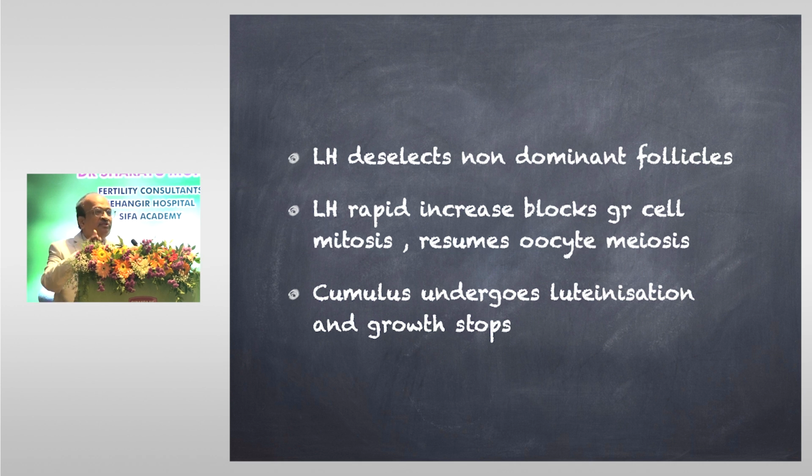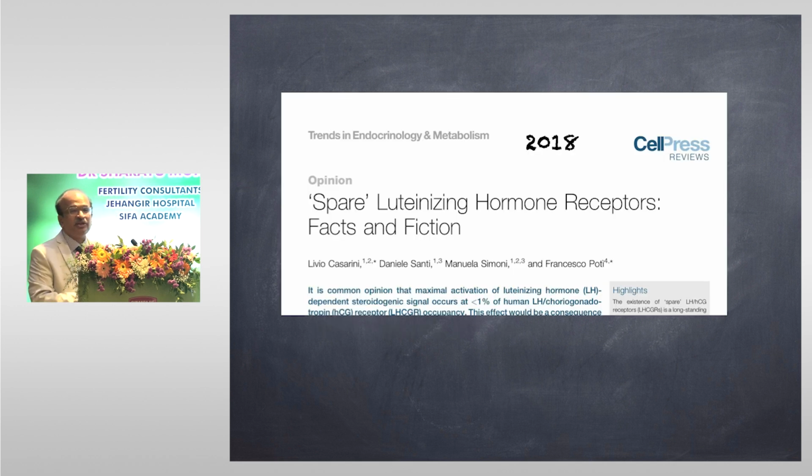What is follicular phase? Proliferative mitotic on the granulosa cell. So high LH will block that mitosis and will mature the follicle because the meiotic resumption will always be there. Cumulus undergoes luteinization and the growth will stop further. This is one very interesting concept.